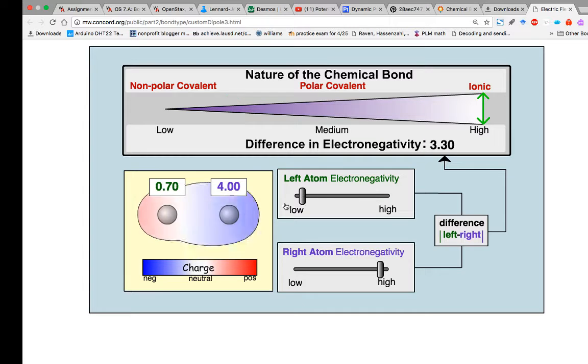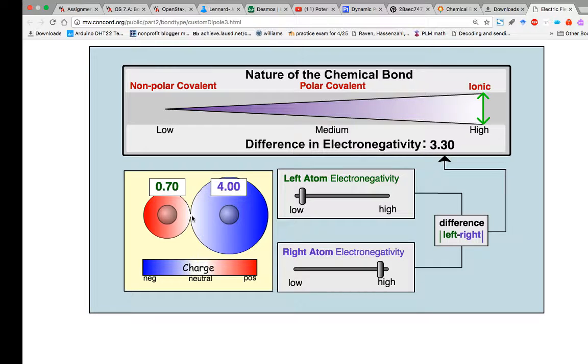Even if you try to get the maximum electronegativity on one atom and the minimum electronegativity on the other atom, it may seem purely ionic to you, but this animation, this picture, shows you that there is some sharing right there. There's some sharing right there.